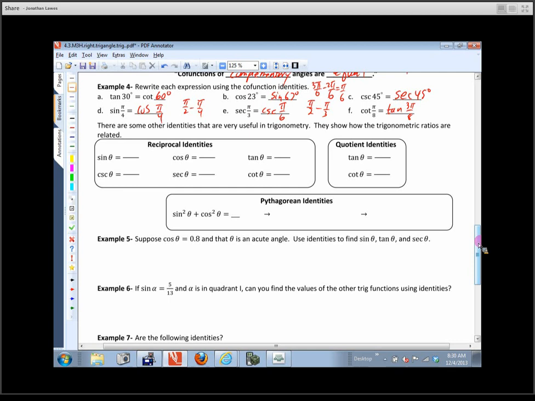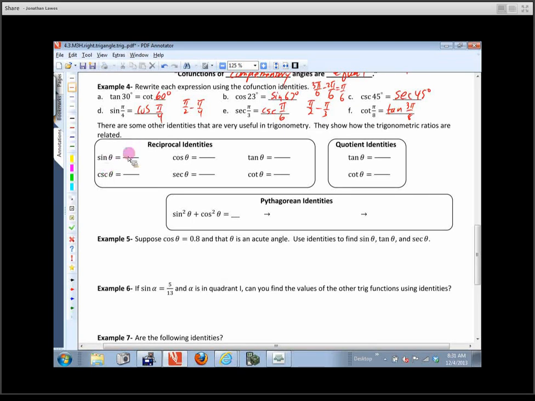The next thing we're going to introduce is a couple of things: reciprocal identities, quotient identities, and the Pythagorean identity. You've probably seen these before if you've studied trigonometry much at all. If you haven't, these are things that you need to get used to and be very familiar with. They're things that you'd want to have memorized. So these are called the reciprocal identities. And again, we're just kind of restating a couple of facts in a few different ways.